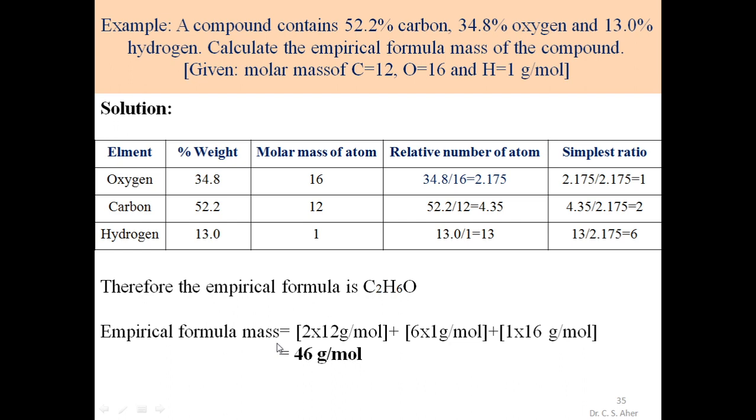So what is the empirical formula mass? 2 carbon atoms: 2 times the weight of carbon, 12; 6 hydrogen atoms: 6 times the molar mass of hydrogen, 1; 1 oxygen: 1 times 16, the molar mass of oxygen. Multiply and add, and we get 46 gram per mole. So this 46 gram per mole is the empirical formula mass.